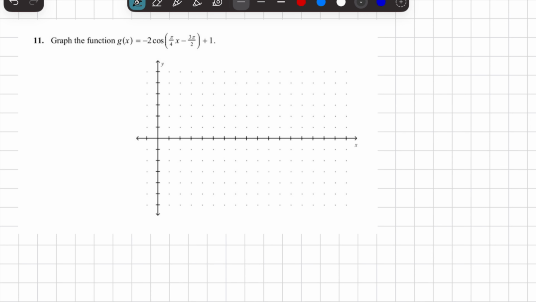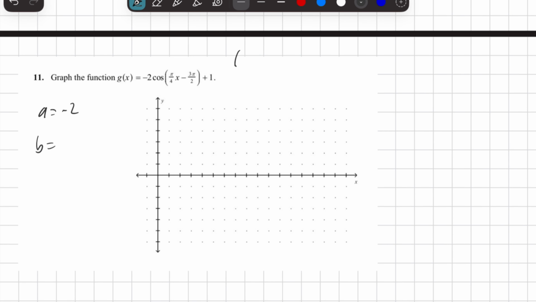Okay, next question. You can try this one by yourself. Write in everything. We're going to actually have to factor this one as well. I think it's going to be the exact same thing, but we can check. Negative 3 pi over 2 times 4 over pi is going to be -6. So yeah, it's the exact same. B is going to be 4 over pi. H is 6 because it's the opposite of negative, and then K is 1.